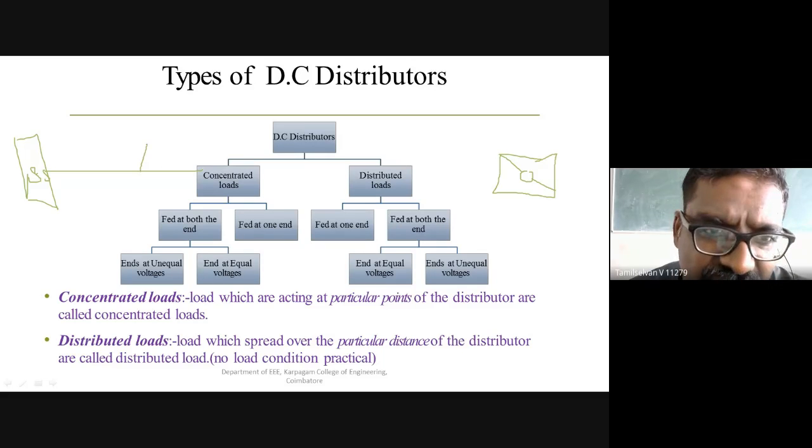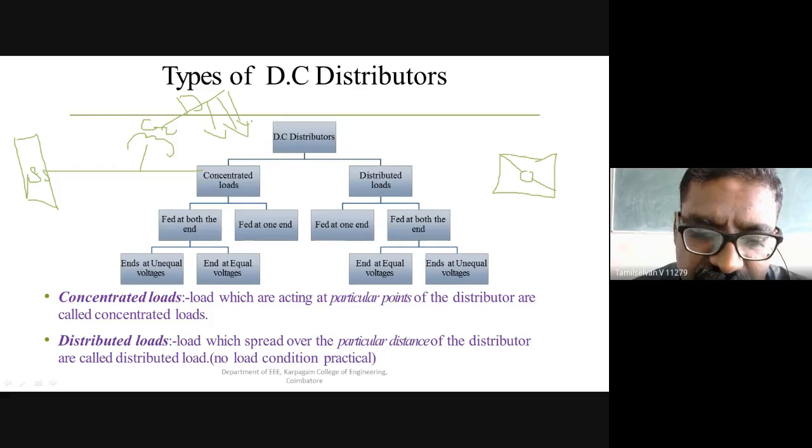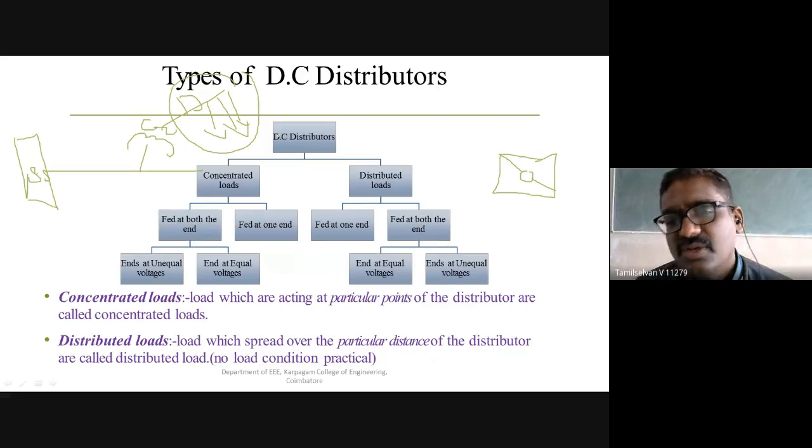In that feeder, we'll often have a distribution transformer. From the distribution transformer comes the distributor. The distributor supplies the load, or may be connected to your service mains. There are different types of distributors, and the question is how the loads are going to be connected to our distributor.